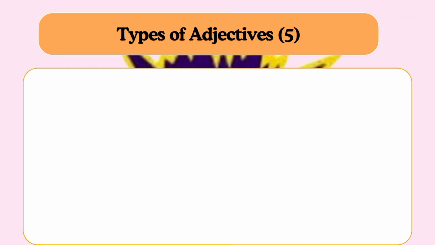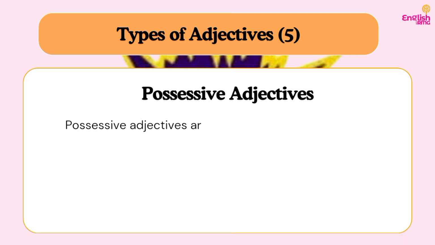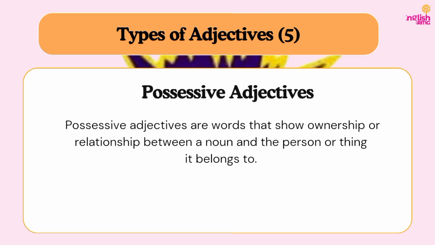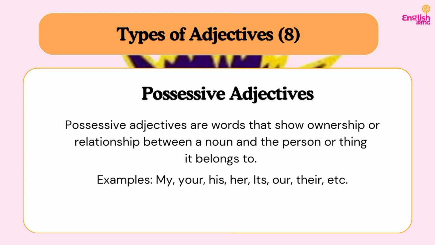So let's move on to the next type of adjective, which is the last type of adjective that will be discussed: possessive adjectives. From the word, possessive adjectives are words that show ownership or relationship between a noun and the person or thing it belongs to. So it is used to show possession. Do you understand? So when I say my bag, your book, I'm showing possession with my and your.